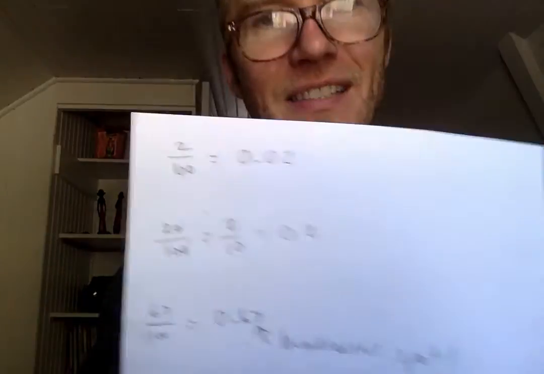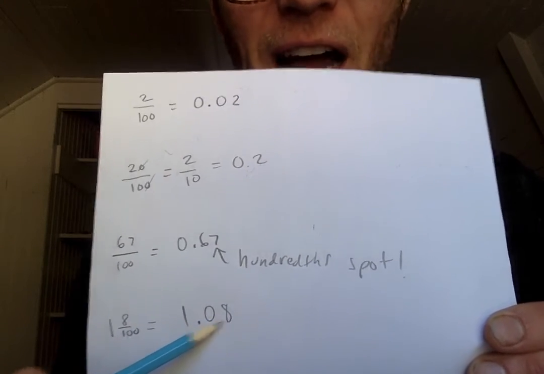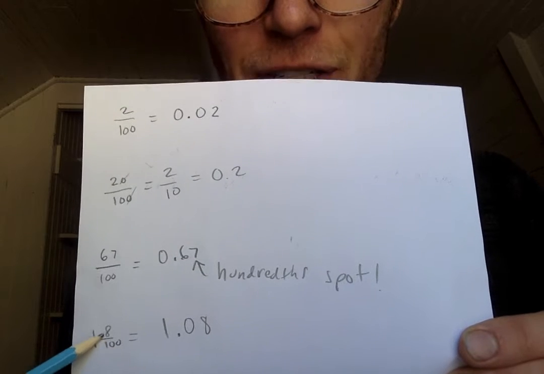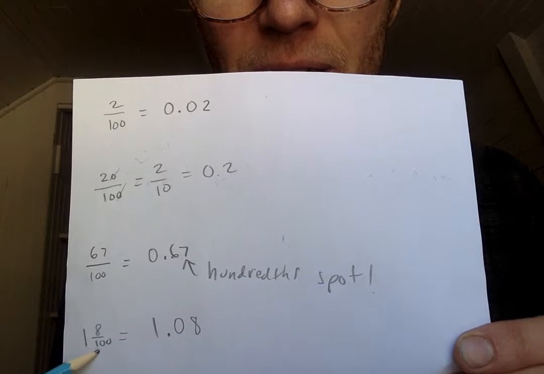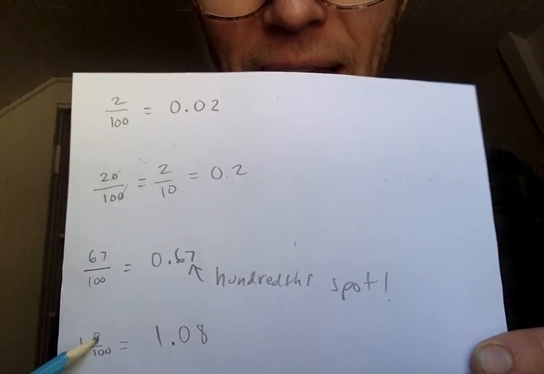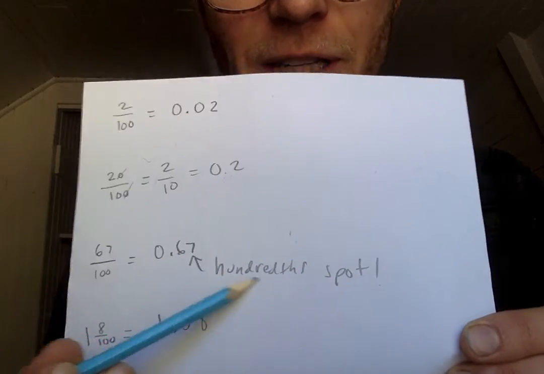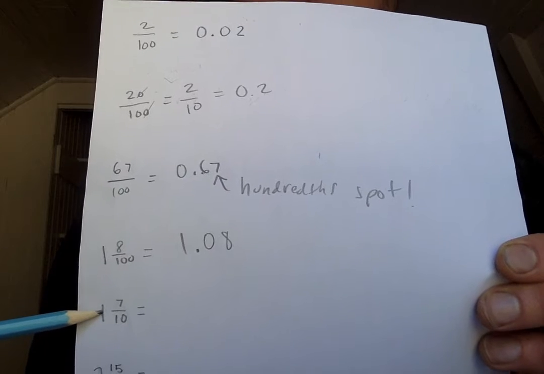So there's nothing in the tenth spot there. It's not 1 and 38 hundredths, it's 1 and 8. So that means you got to put the 0 there to show, you know what, we don't have any tenths. We just have 8 hundredths. So we need to have the 8 in the hundredth spot. How many hundredths do we have? We've got 8. 8 goes in the hundredth spot.